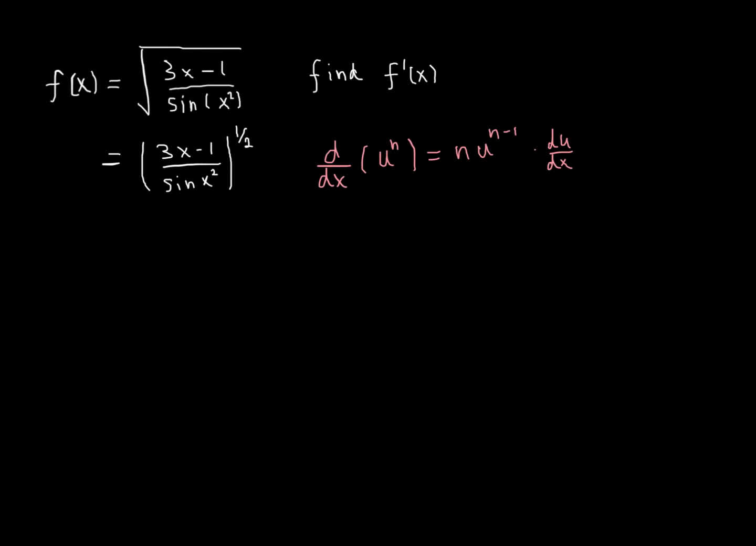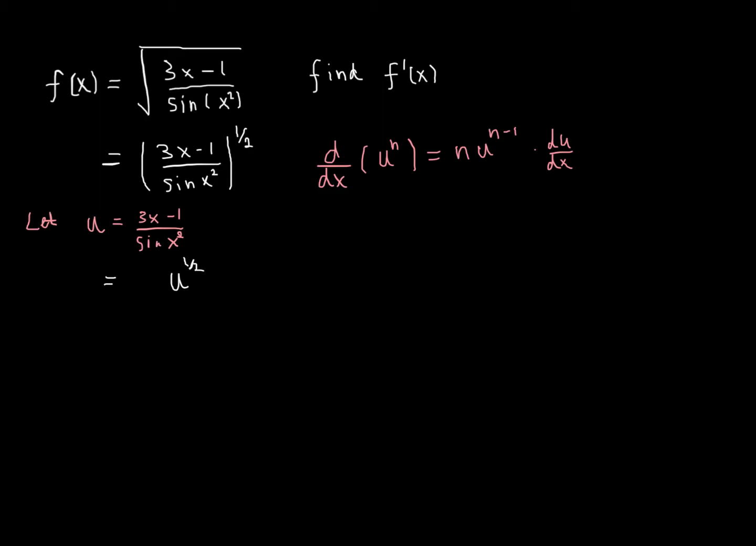And so I can actually take the derivative and do that without making a clear substitution. But if you struggle with that and you find that you're making errors, I highly encourage you to actually write out your u substitution. So what you say is, let u be equal to 3x minus 1 over sine of x squared, right? Your inside function there. And now you can rewrite your function f of x as u to the 1/2.